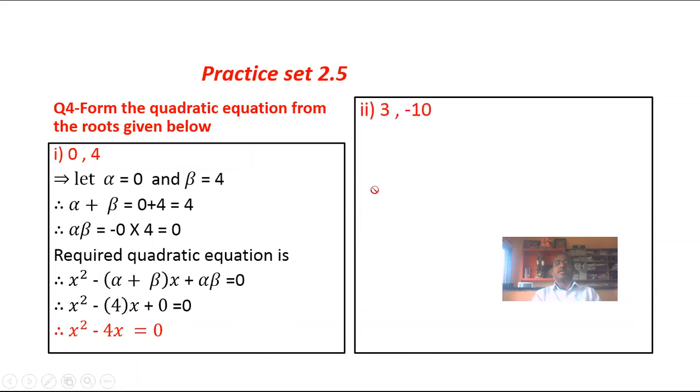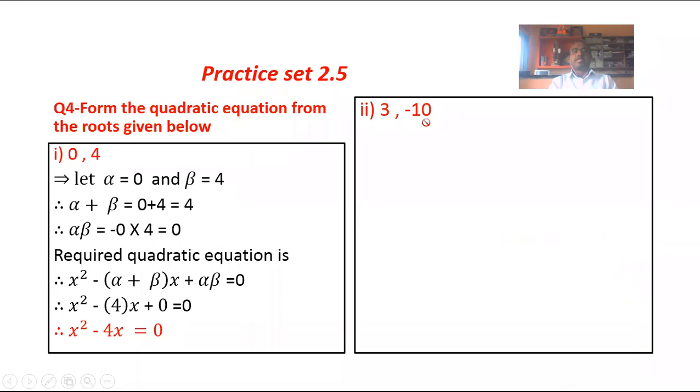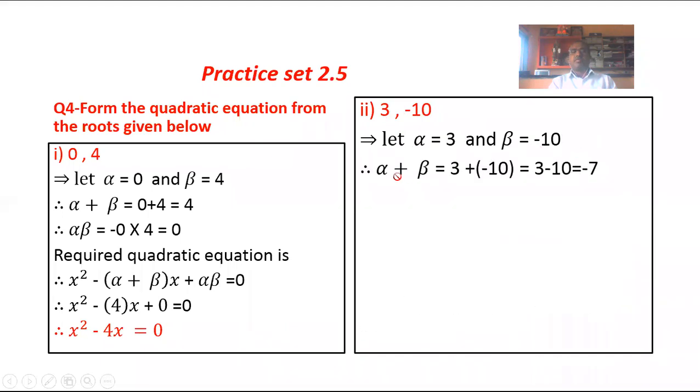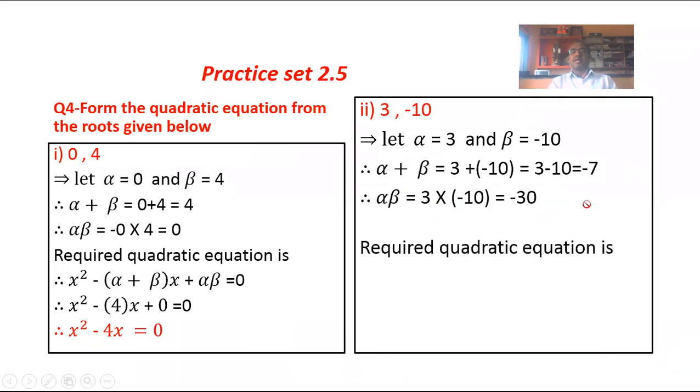Second, the two roots given are 3 and minus 10. We consider the first root alpha is equal to 3 and the second root beta is equal to minus 10. Therefore, alpha plus beta is equal to 3 plus minus 10, which is 3 minus 10, equal to minus 7. And alpha into beta is equal to 3 multiplied by minus 10, which is equal to minus 30. The value of alpha plus beta is minus 7 and alpha into beta is minus 30.